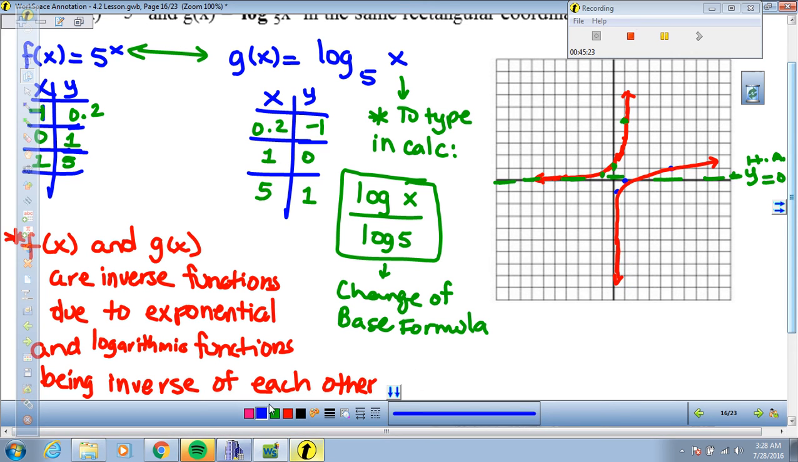Remember that we said that this kind of function has not a horizontal but a vertical asymptote at the y-axis. So the vertical asymptote, and I'm just going to put asymptote at x equals 0. Okay.